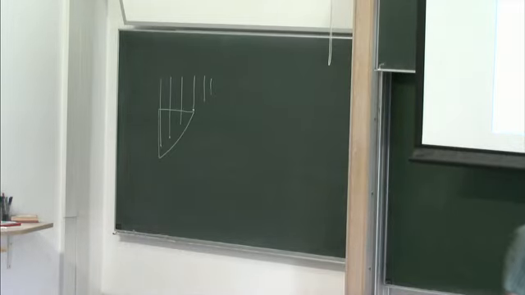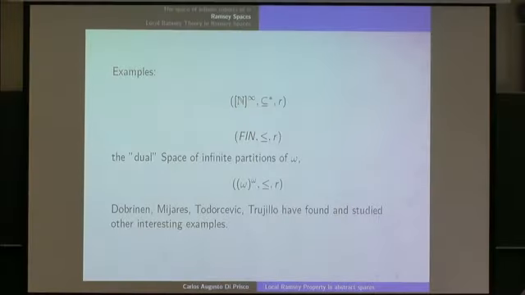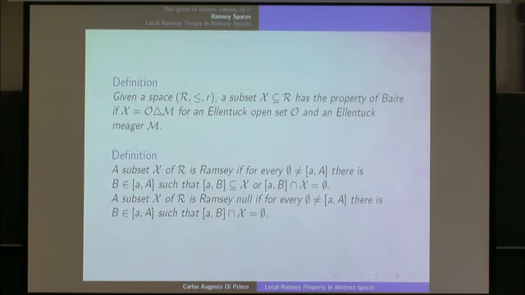Well, many other examples have been investigated. Natasha Dobrinin, Mijares, of course Todorcevich in his book on Ramsey spaces, and Trujillo, who was a student of Natasha Dobrinin, have found and studied other very interesting and more involved examples of Ramsey spaces. But we can try to develop the same structure as we did in the Ellentuck space for Ramsey spaces.